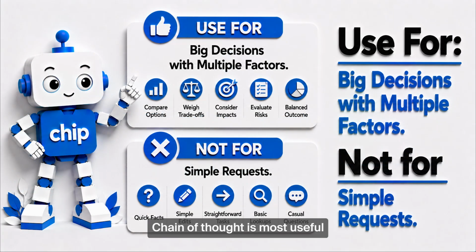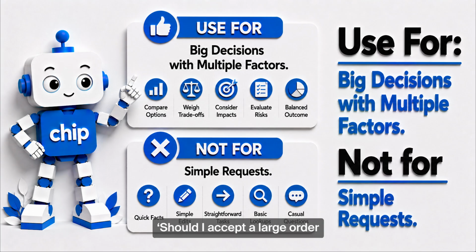Chain of thought is most useful when the decision is complex. When there are many factors to weigh. Here are 4 real examples. Should I open a second shop or branch? AI must weigh costs, risks, and revenue potential.